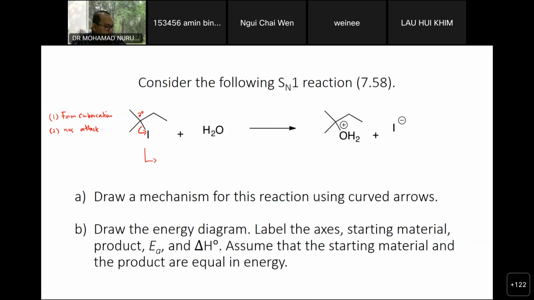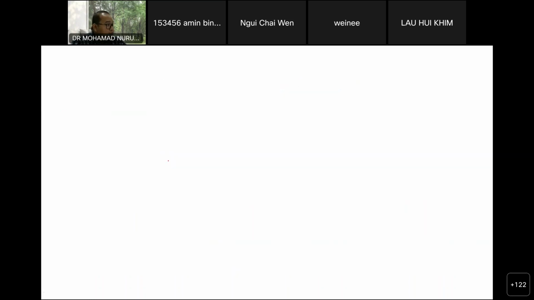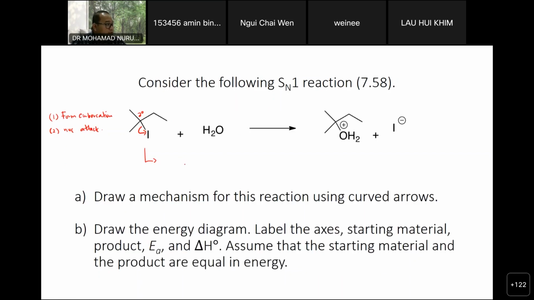Okay, so the second step will be the carbocation that we have here. And after that you have water. It's a nucleophile. So the water as a nucleophile attacks the electrophile. So the nucleophile attacks the electrophile, and it will give you the second product, which is the final product.